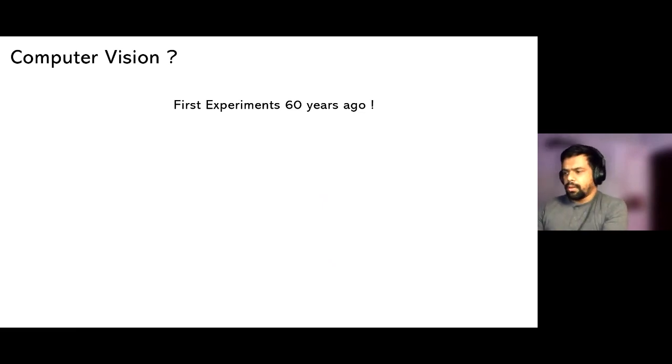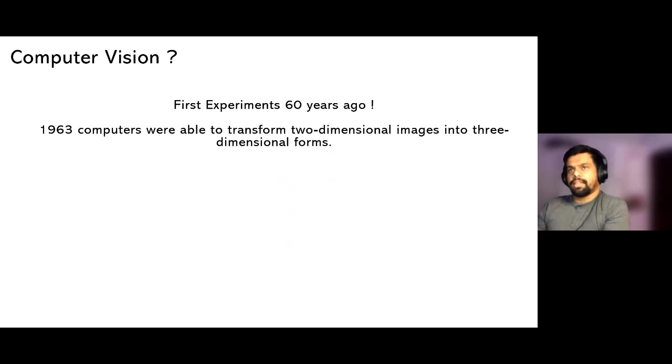So is computer vision something new? Not really. Research goes back more than 60 years. It's not something that started about 5-6 years back, but computer scientists have been researching in this area for quite a long time. If you look at some of the stats, in 1963, computers were able to transform 2-dimensional images into 3-dimensional. So researchers have been at it since the early 1960s.